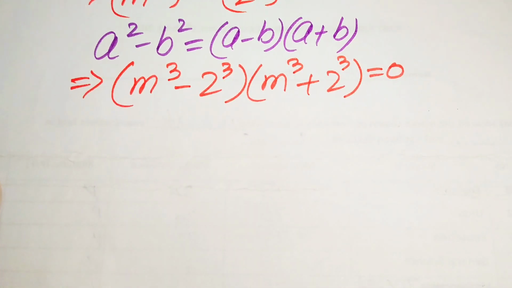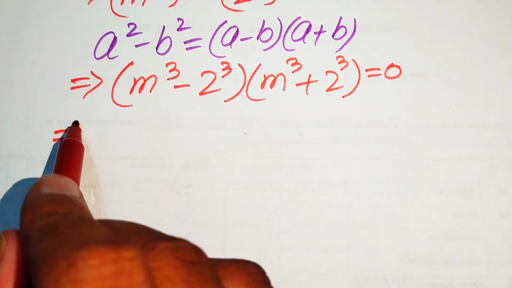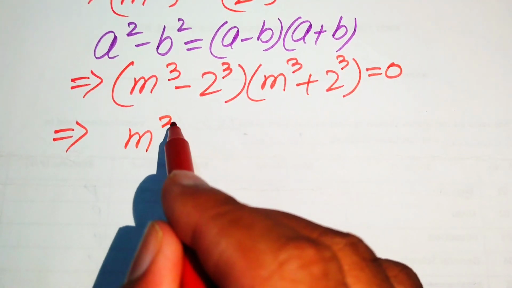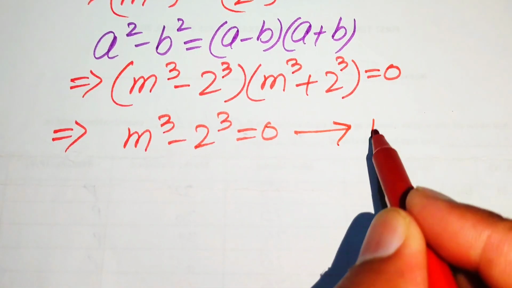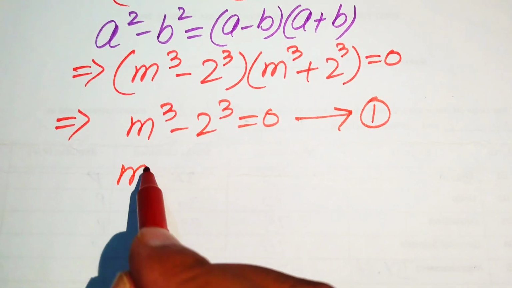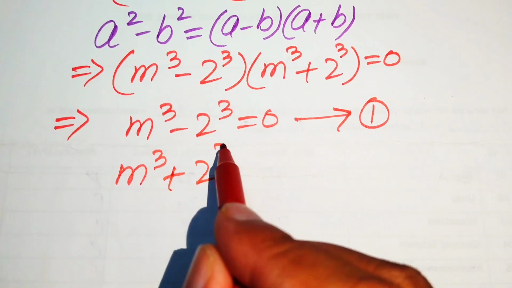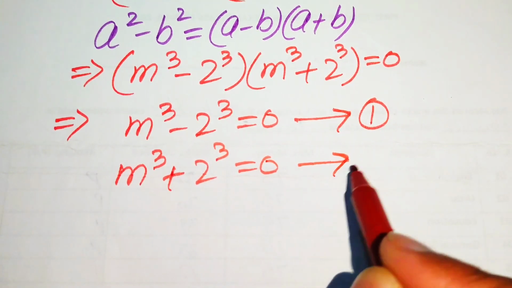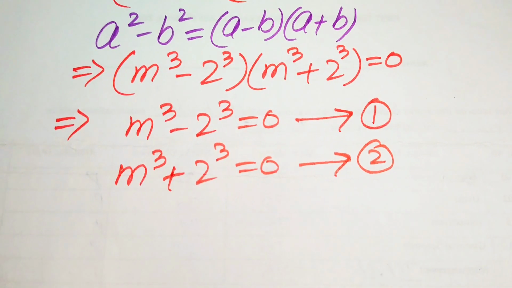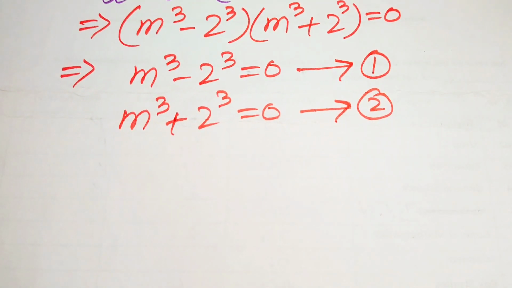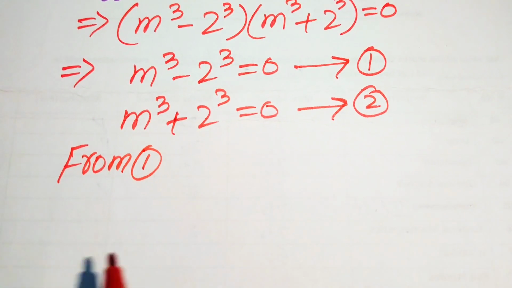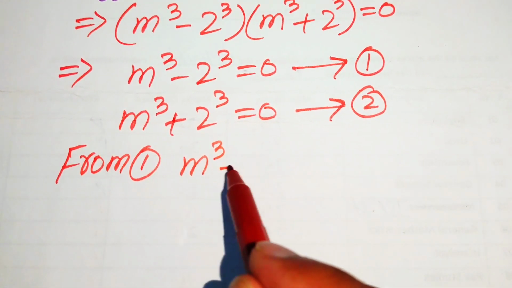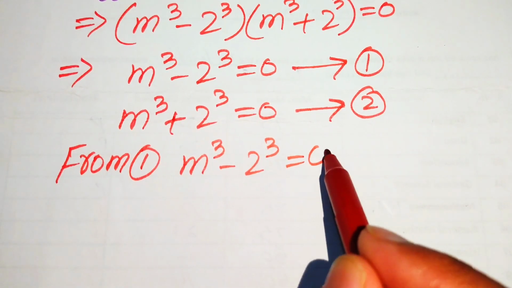And now in the next step, we convert this into two cases. Our first case is we take m cubed minus 2 cubed equals 0, and we call this equation number 1. And we take m cubed plus 2 cubed equals 0, and we call this equation number 2. So here we focus on equation number 1 and equation number 2, and first we solve equation number 1. So from equation number 1 we have m cubed minus 2 cubed equals 0.